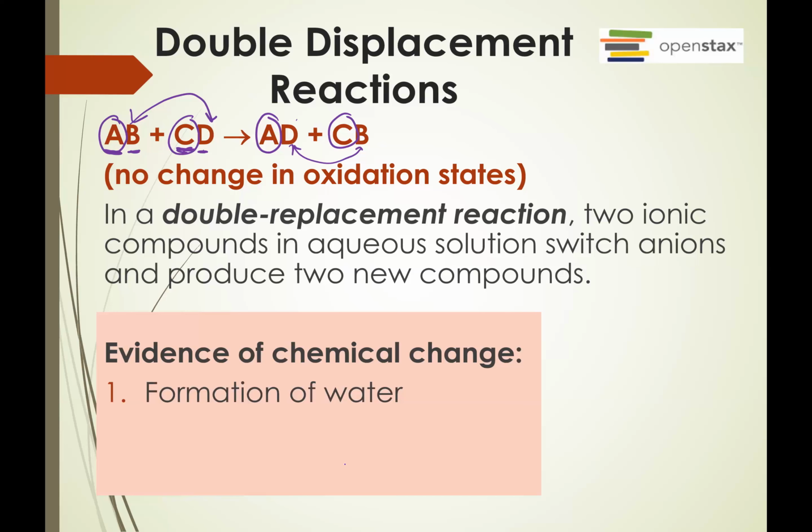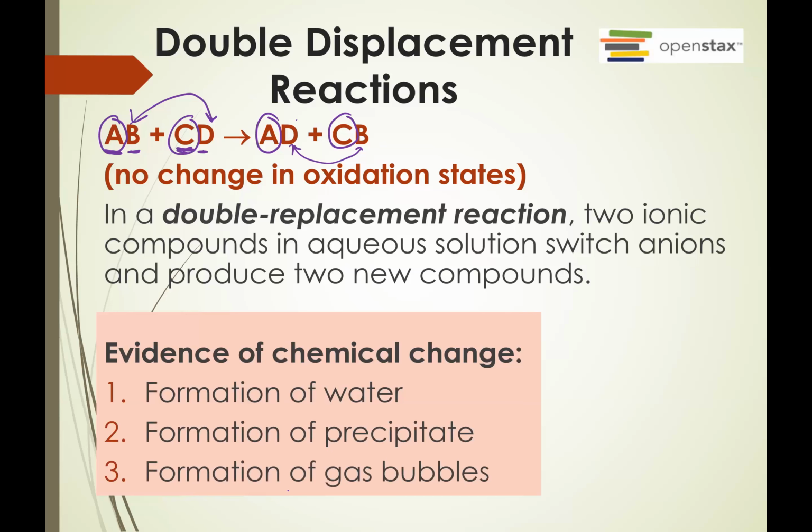Okay, so in these, you're going to see that we're either going to make water, a precipitate, or bubbles. One of these things is going to happen. A precipitate, remember, is just a new solid. So there wasn't a solid, now there is a solid. That's a precipitate. We mix two liquids and we make a solid. That's a precipitate.